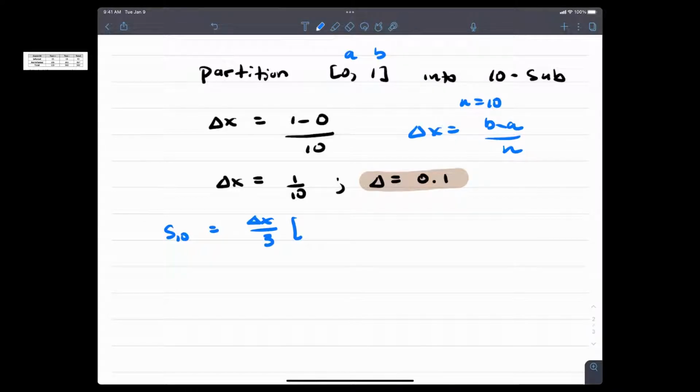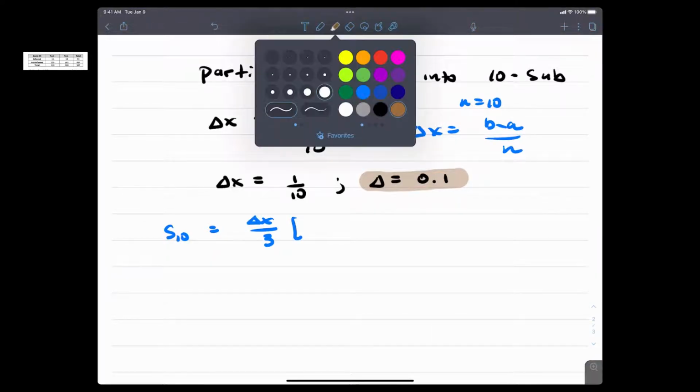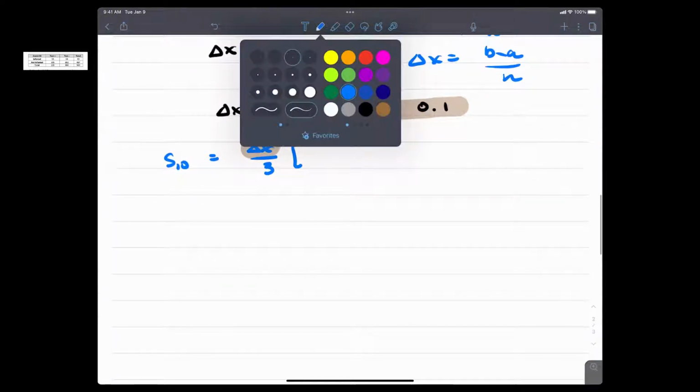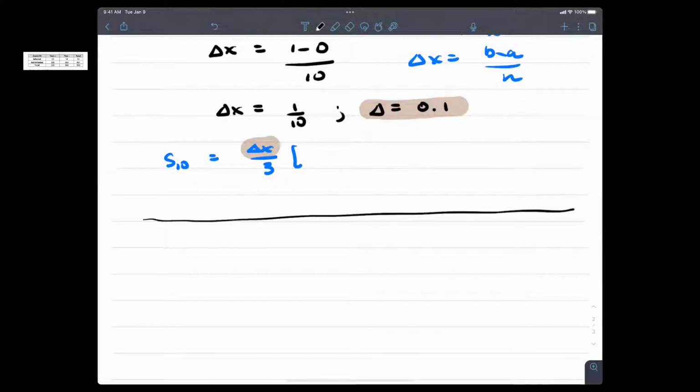Okay, so this is the delta. This is going to be 0.1. And then you might say, well, how does the partition work? You guys remember what you do? Where do you start here? This is 0, right? And so the next point, this will be x naught, and this will be x1, x2.